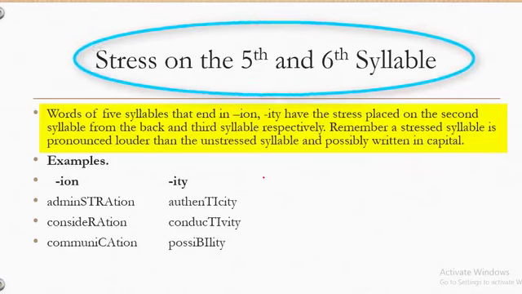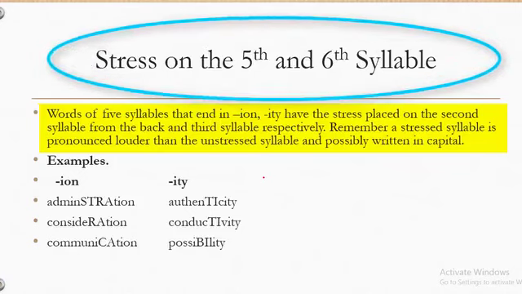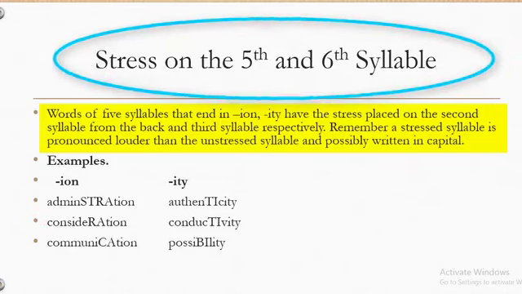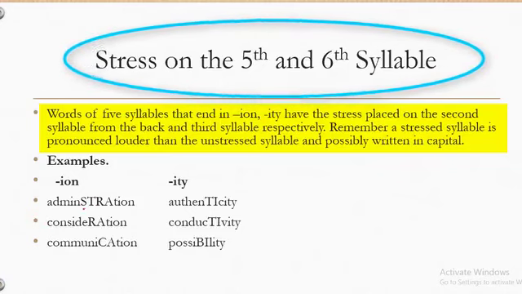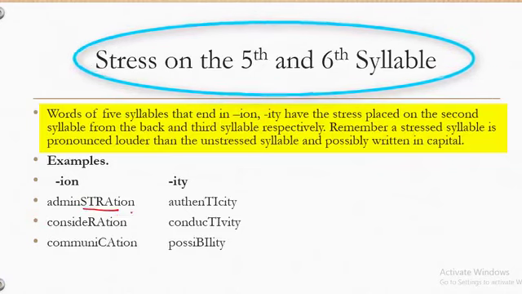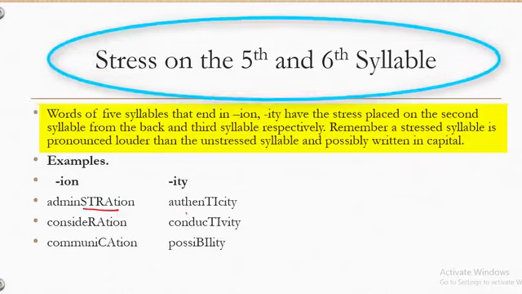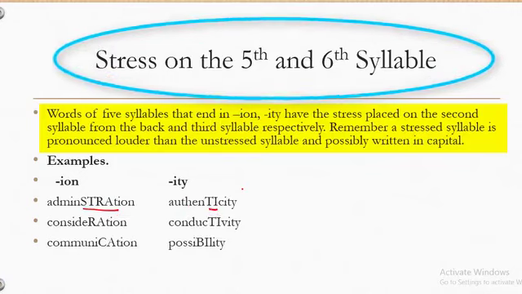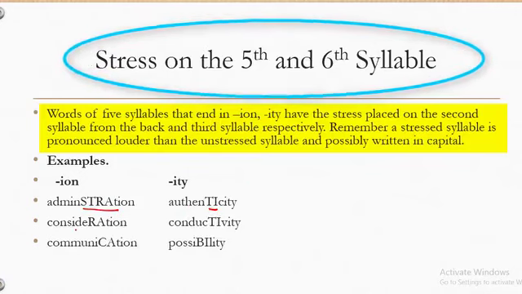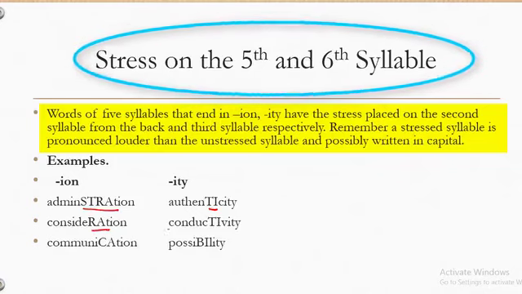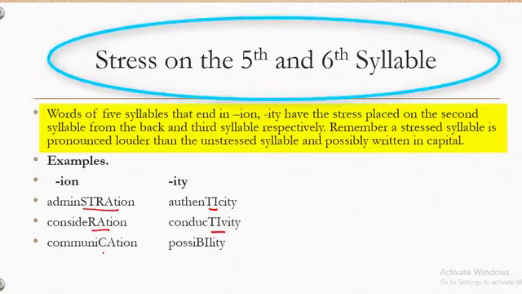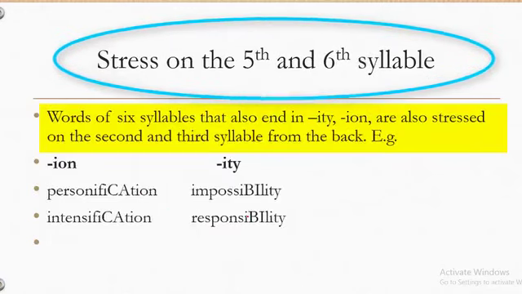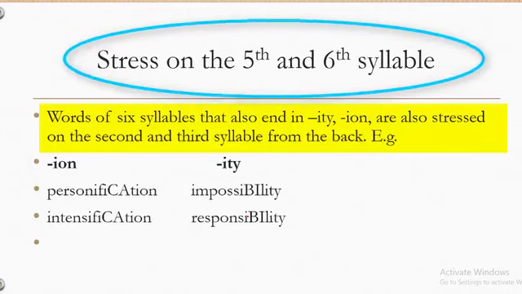For instance, administration. So, now that's the five syllable, administration. Now, the stress is on stration, so it's administration. So we have authenticity, that's five syllables, but the stress is on T, so it's authenticity. So we have consideration, okay, conductivity, communication, possibility. Okay, so we could also have words that are six syllables, okay?